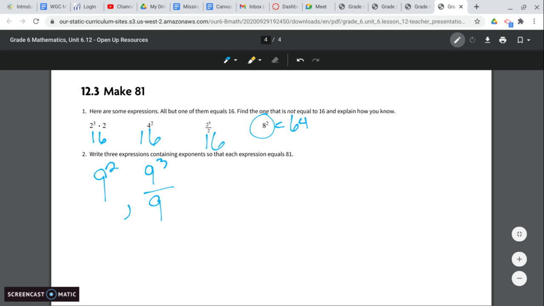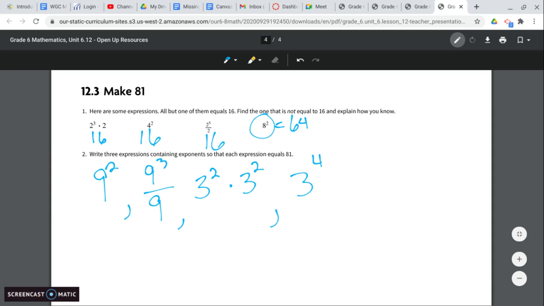We can use 3 as well. So 3 squared gives us 9, times another 3 squared will give us 9, which will give us 81. Which also means we could do 3 to the fourth. So lots of different ways that we can do these. These are just a few examples. There's many, many more that we could come up with. As long as it's equivalent to 81, it works.